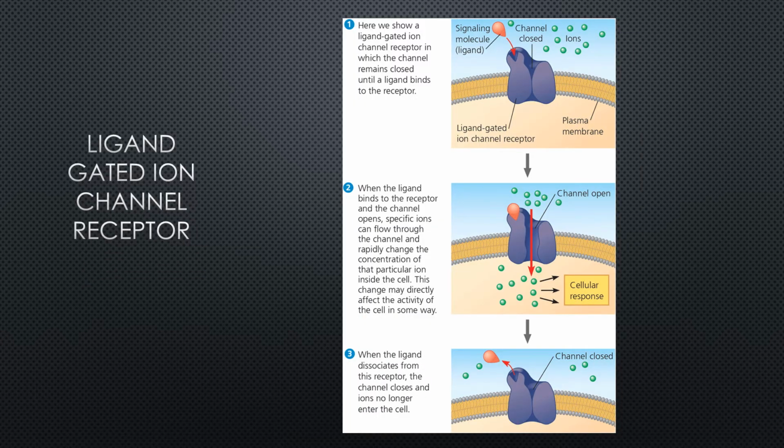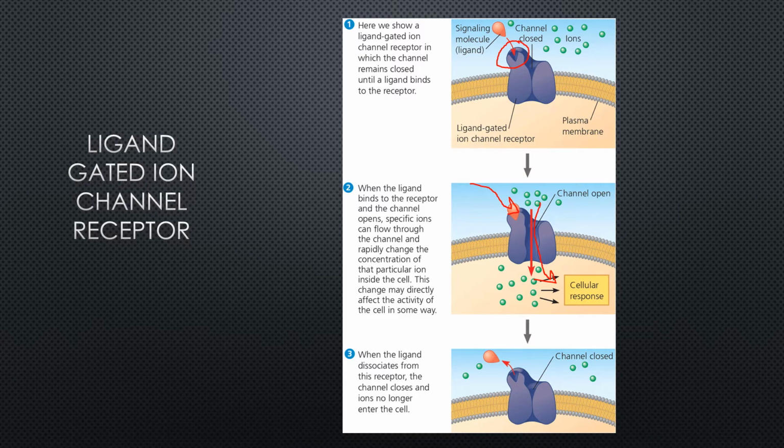Another type of receptor is a ligand-gated ion channel, and it's exactly what it sounds like. We have a transmembrane protein that is our receptor protein. Again, it has our ligand binding site. When the ligand is not bound, that channel is closed. But once the ligand binds to the receptor protein, then the channel is open, and that allows for the passage of ions to flow either into or out of the cell, depending on what the ion channel is formed for.